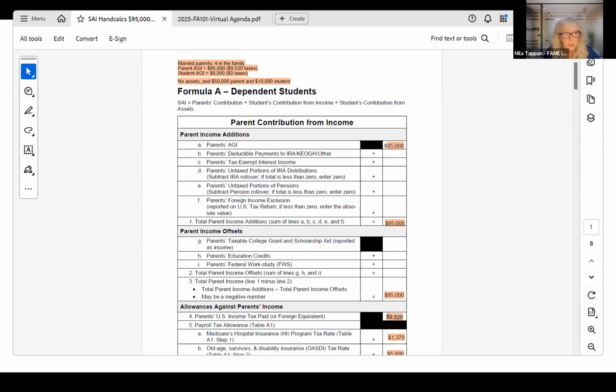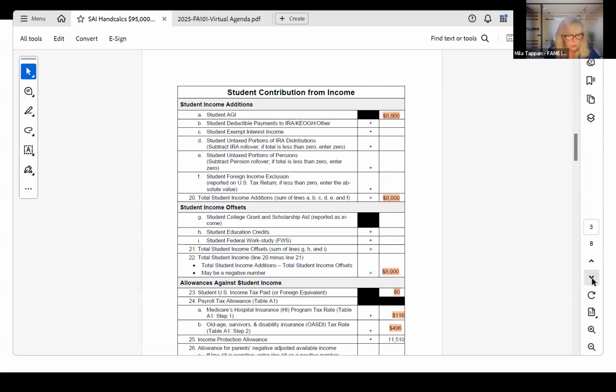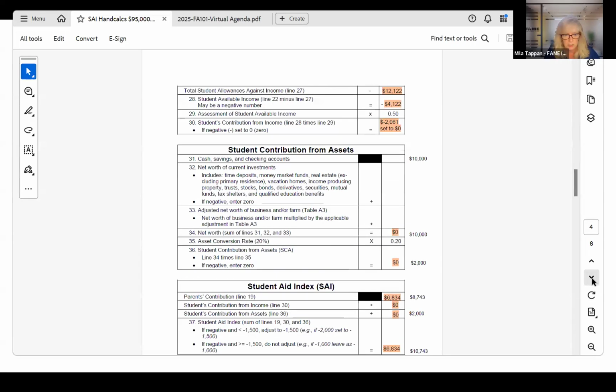What I'm going to do really quickly, because we're not in person and I can't just hand you the packet of information, is show you very quickly what is in that packet that's on our website and you can print off. So we have the formula. We're going to do the parent contribution from income first. That's a 2-page section. Then we'll do the student contribution from income. We're going to walk through these line by line, and that's 2 pages.